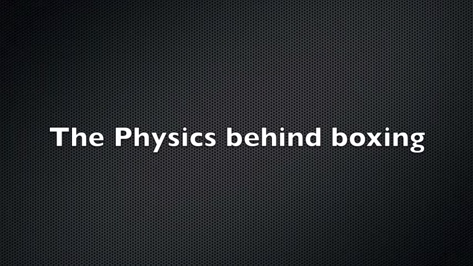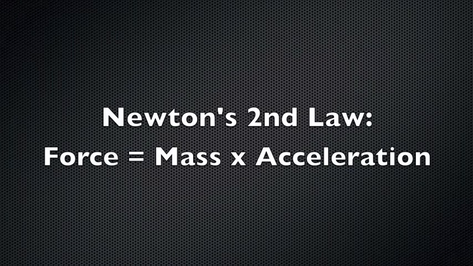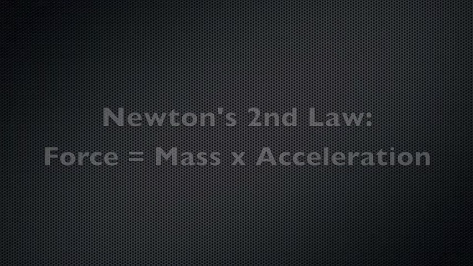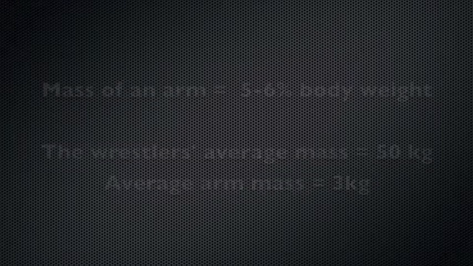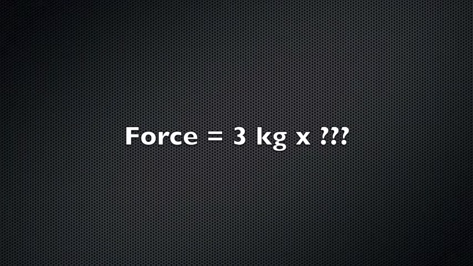Now, before we begin the fight, let's understand the underlying physics concepts and exactly how we will record and analyze our data. Based on Newton's second law, force equals mass times acceleration. We know that the mass of an arm is usually 5 to 6% of the body weight, which, for these two boxers, will be 3 kilograms. Thus, we now have to find the acceleration.